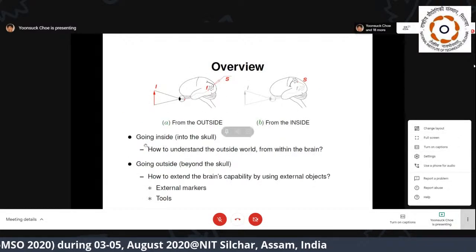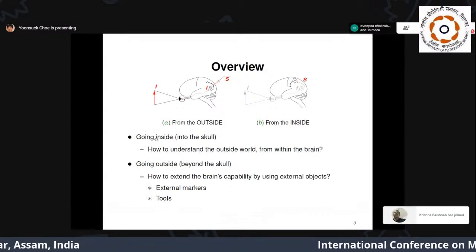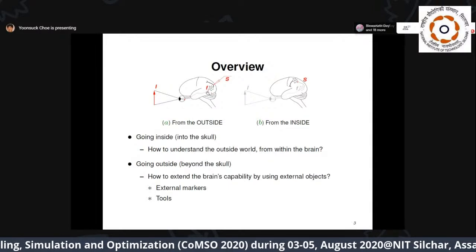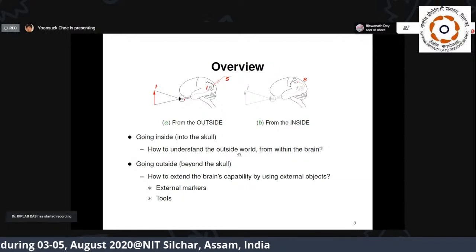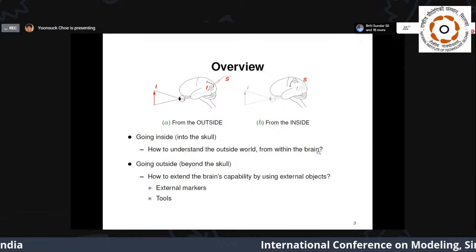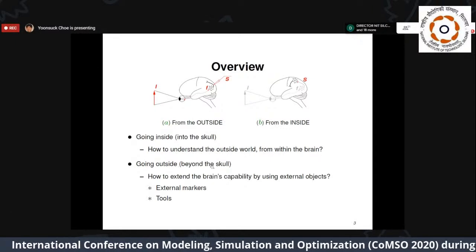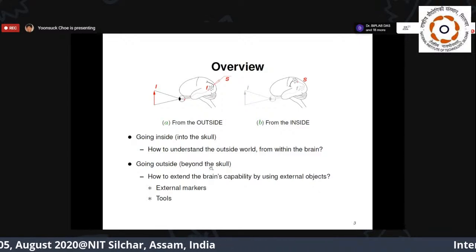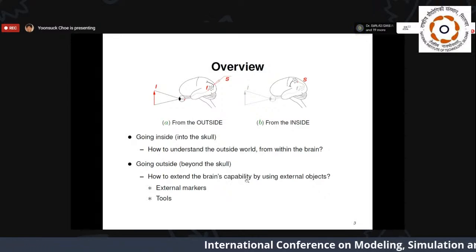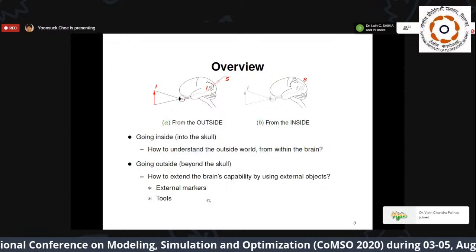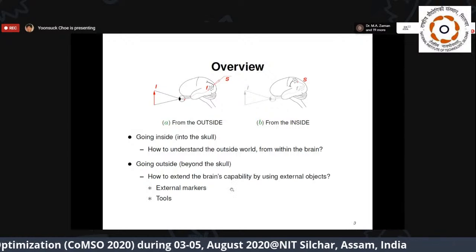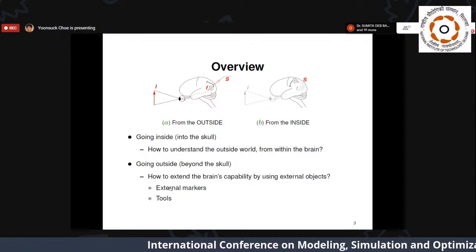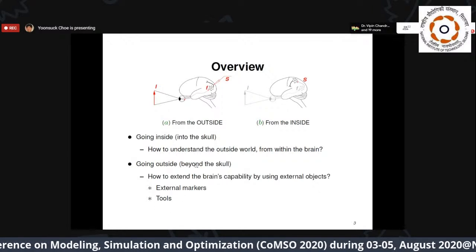Here's a brief overview about going inside and going outside. Going inside means taking the investigation of neuroscience and computational neuroscience inside of the brain to ask how to understand the outside world from within the brain. And that's exactly what's happening inside the brain. Going outside means going beyond the skull. We think about brain function as inherent to the brain itself, but can we extend this capability through the use of external objects like external markers or tools? So these are the three main topics that I'm going to talk about: understanding within the confines of the brain, understanding the outside world, and then the use of external markers and tools by the brain or the simulated brain.